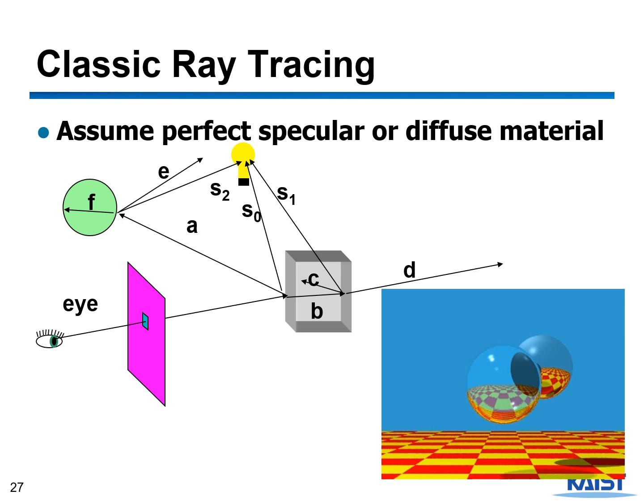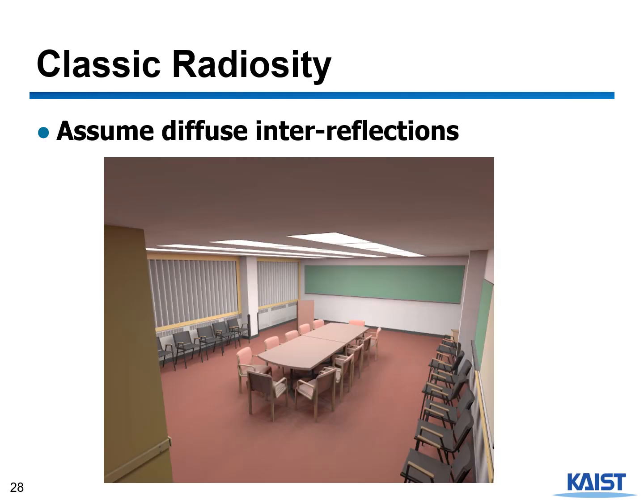The classic ray tracing technique assumes perfect specular or diffuse materials, something like this. Based on that assumption, we can generate realistic shadows, transparent objects and so on. But it generates lots of rays, which takes a lot of time. On the other hand, classic radiosity assumed diffuse interreflection and was able to generate this kind of realistic image. But classic ray tracing and classic radiosity have their pros and cons.